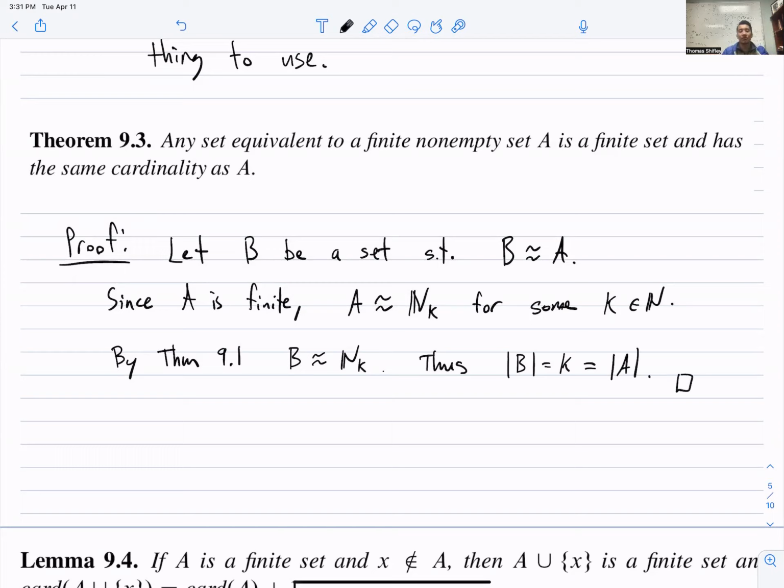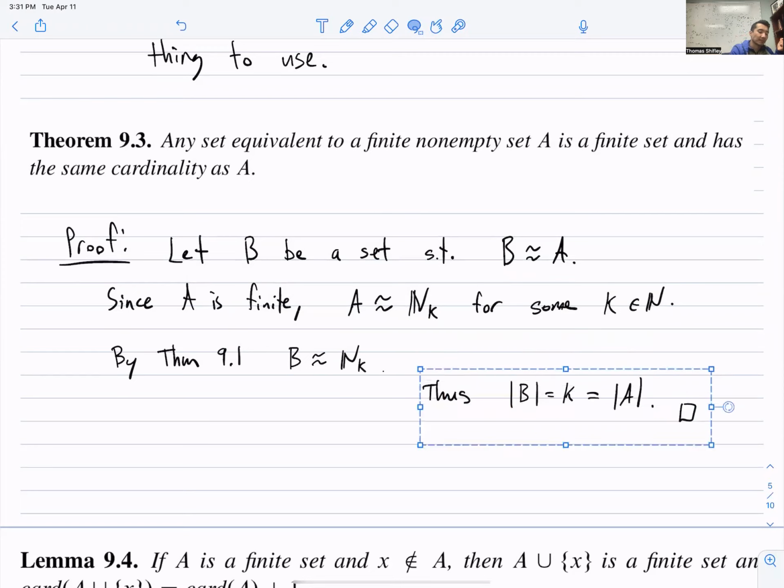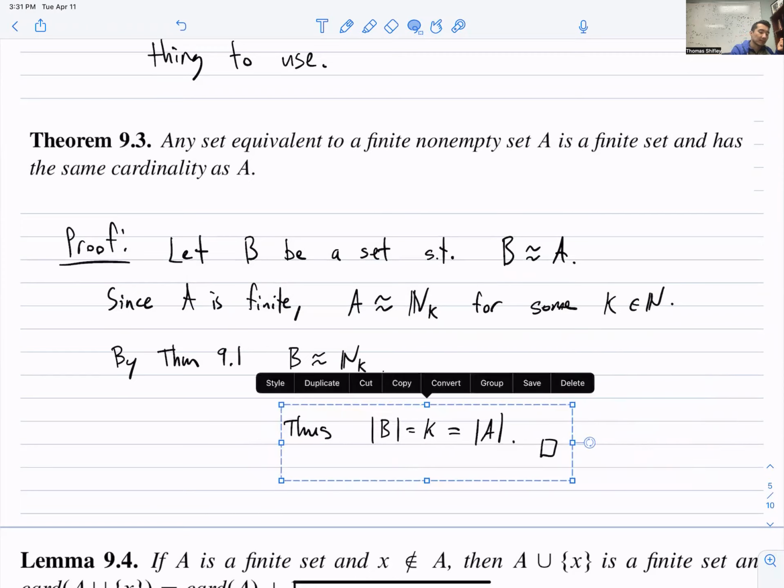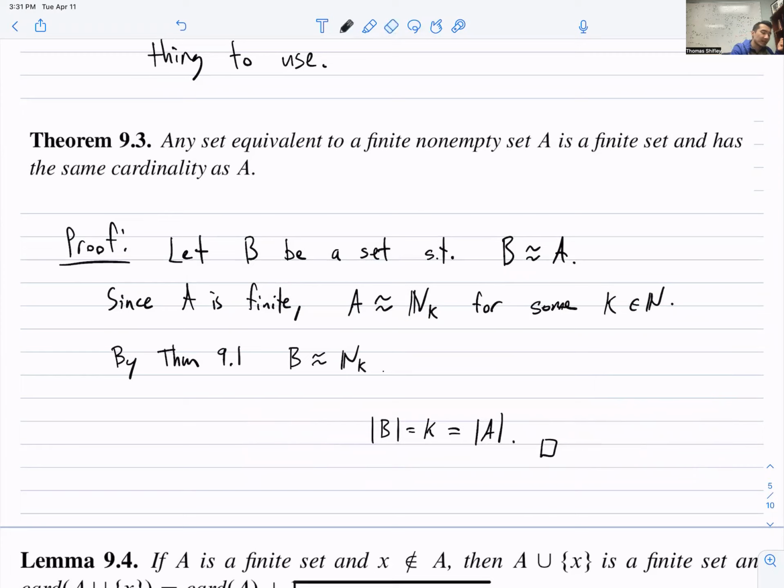It's kind of silly and a really straightforward proof, but the idea is we're using the definitions. The definition of equivalence for sets is that they have the same size. The definition of finite is that it's equivalent to n sub k for some k, and then using transitivity. If B is equivalent to A and A is equivalent to n sub k, then B is equivalent to n sub k. Thus, B is finite, because that's the definition of being finite, and the cardinality of B equals k, which was the cardinality of A. So they have the same cardinality, and we're done.